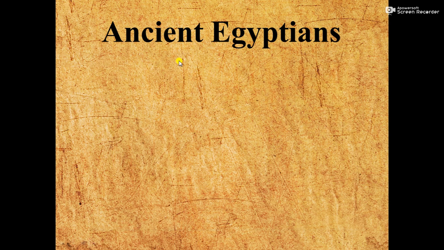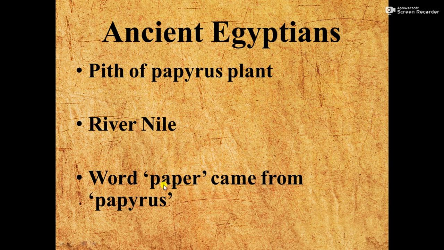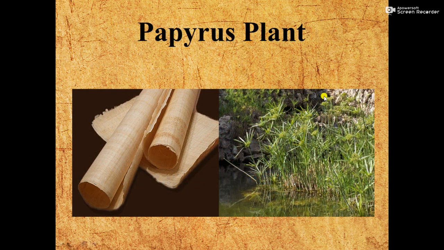Then come the ancient Egyptians. The ancient Egyptians used to make paper out of the pith of the papyrus plant. I'll show you the picture of that plant. That plant used to grow beside the river Nile, and today the word paper is derived from the word papyrus. Here is the picture of the papyrus plant. This is how the plant looks, and this is the paper the ancient Egyptians used to make. This is how the paper used to look during that time.